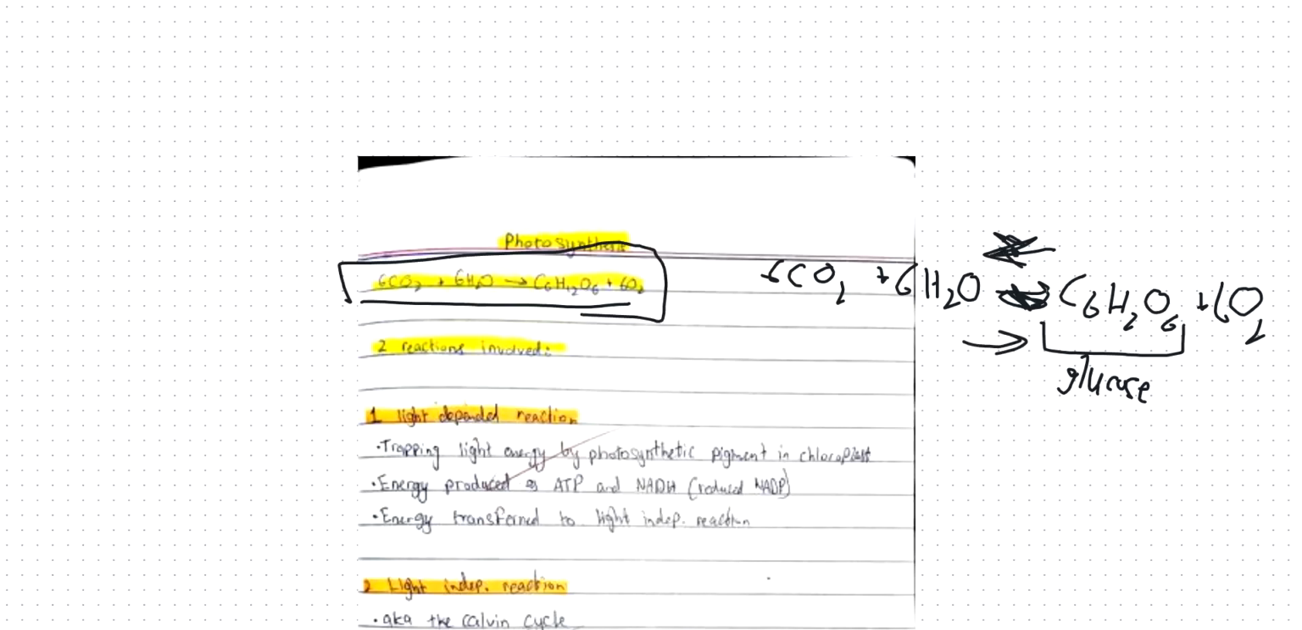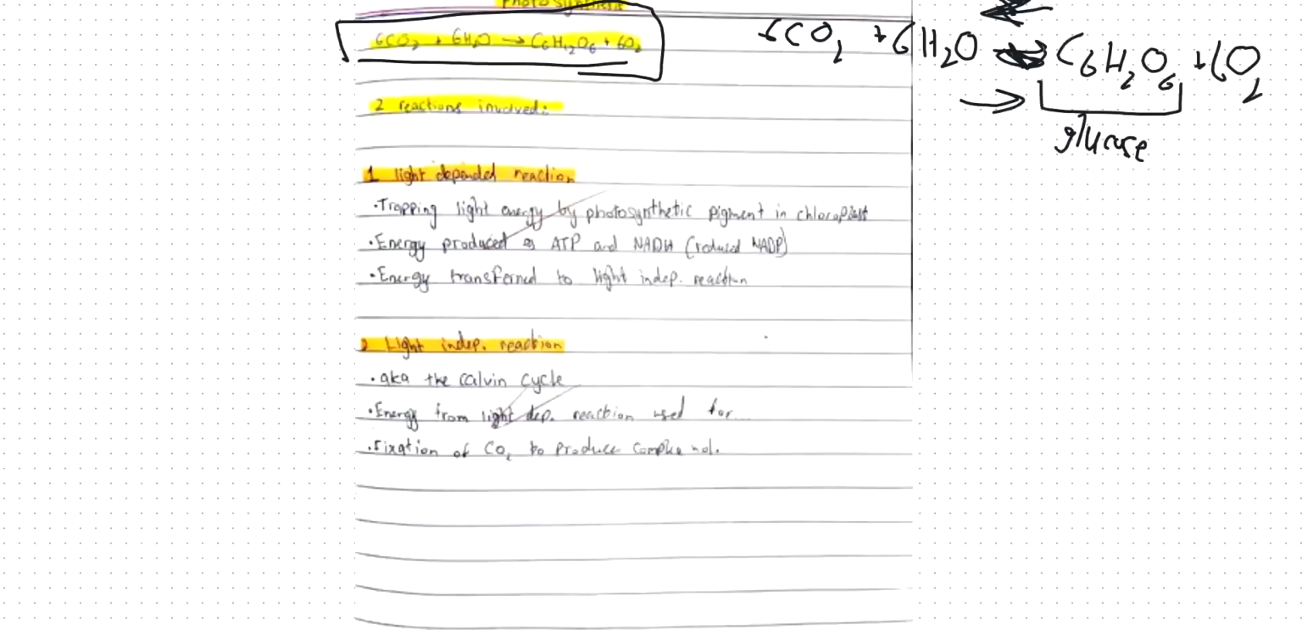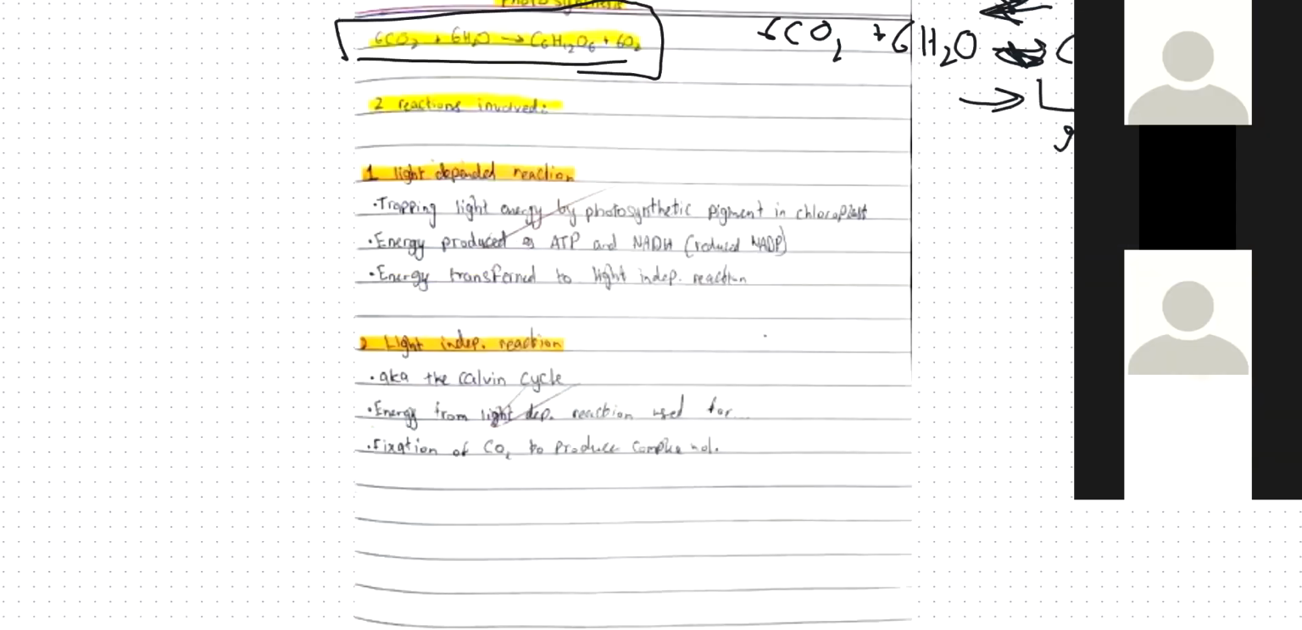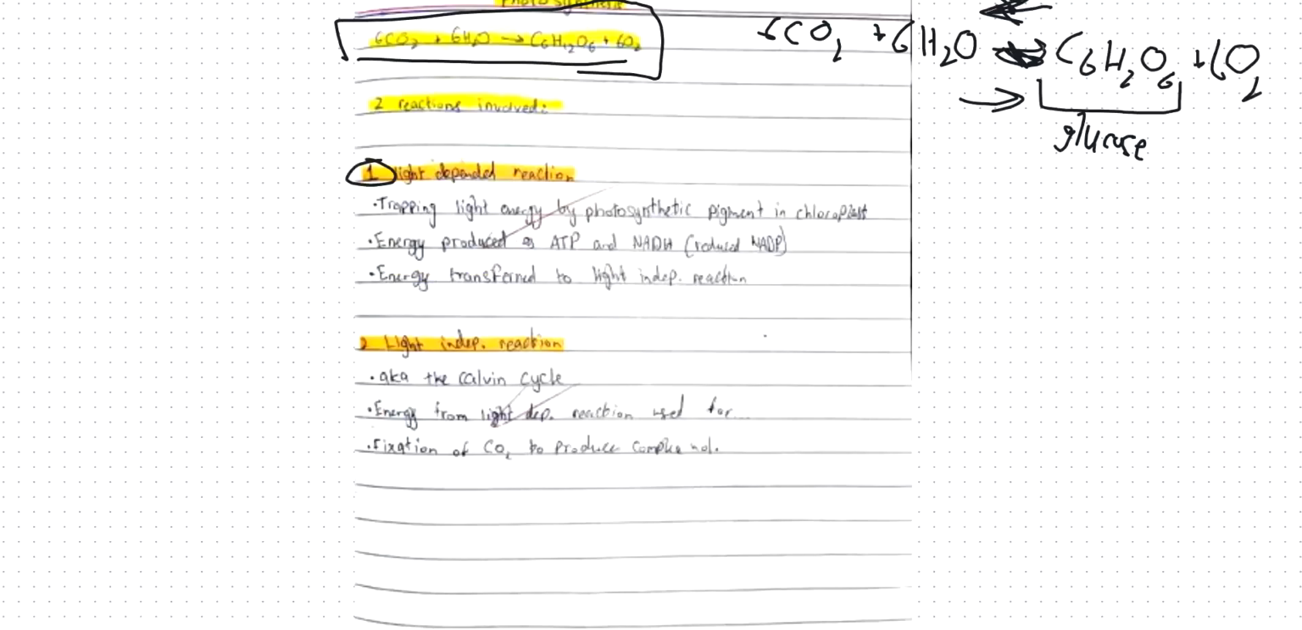And photosynthesis basically has two reactions involved. The first one is categorized as the light dependent reaction, and the second one is the light independent reaction. The first one is light dependent, and in this reaction, you will use light energy. But in the second, you won't use light energy, so it's independent of light. So this is basically the summary of the first and second reactions.